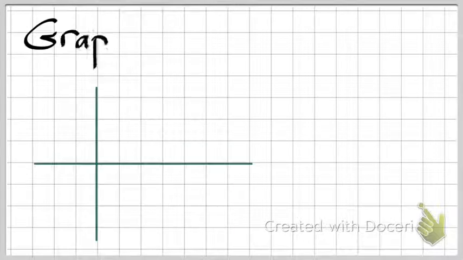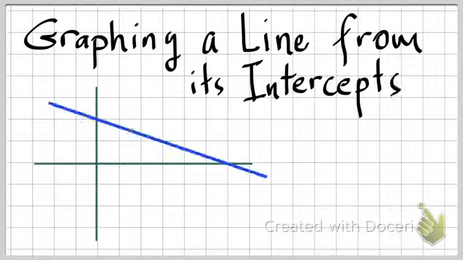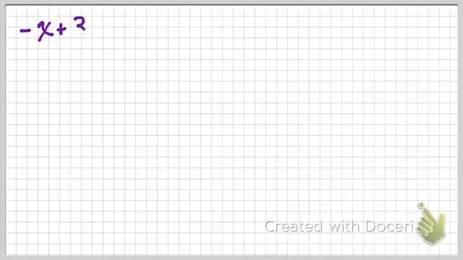This video will deal with the topic of graphing a line from its intercepts. We'll be graphing linear equations, and these will all be written in standard form, just to give us an idea of how you use the intercepts to graph a line. Let's get started on our first example, and that will be negative x plus 3y equals negative 6.